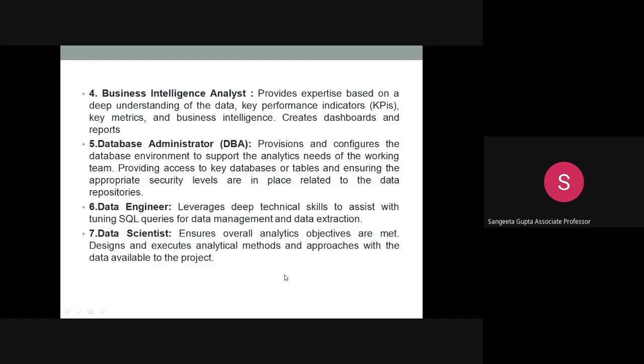Of the roles and responsibilities of each group of people who are involved in the data analytics life cycle. Okay, it is clear. If you have any doubts, please let me know. Are they clear? Shall we proceed? Yes, ma'am.